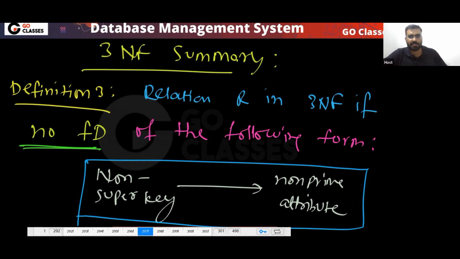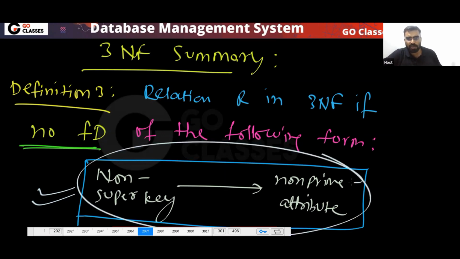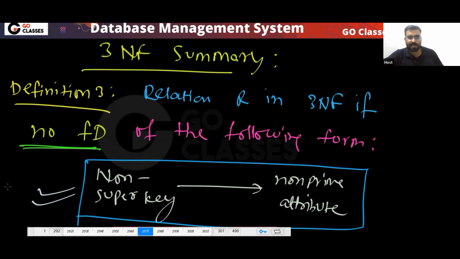Just understand this, that's it. You don't have to remember all those different things. Is this clear? Just this one thing is enough: non-super key determining non-prime attribute. This is enough. This same thing you can write in many different ways.